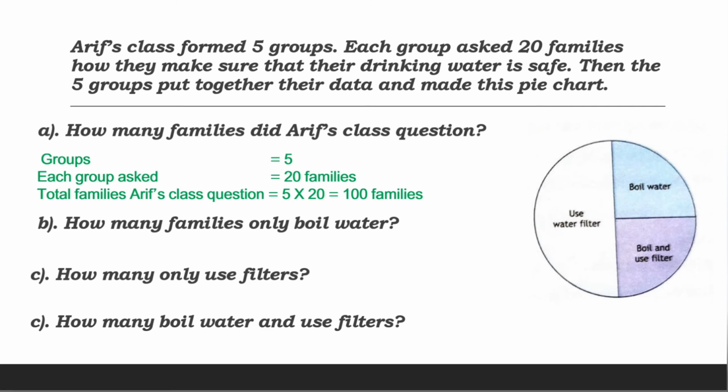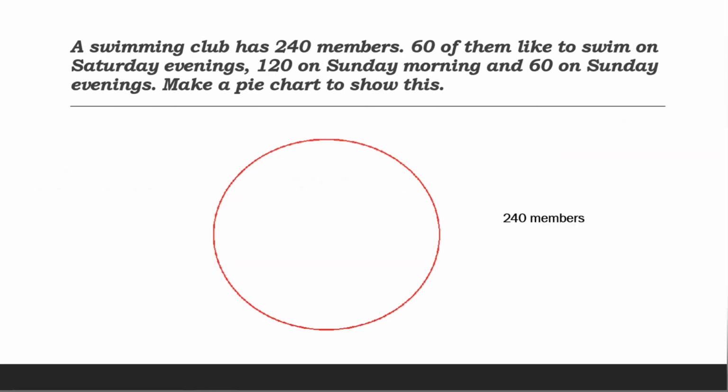Next is how many families only boil water? As we can see in the picture, this pie chart represents 100 families. So out of this 50% use water filter. That means 50 families use water filter and 50% of these means 25 boil water and 25 boil and use water filter. So the total number of families that boil water comes to 25. And how many use filters? Answer is 50 families. How many boil water and use filter? It's again 25 families.